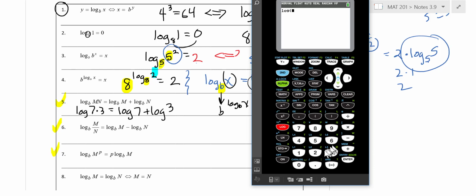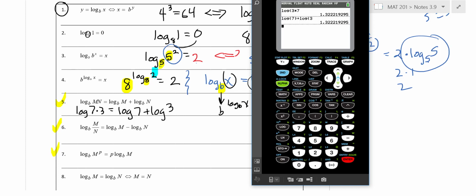So if I did the log of 3 times 7, which of course is just the log of 21, I get that. If I do the log of 7, and then if I add to that the log of 3, I get the same answer. And you always will. Okay, it always works. That's not a proof. It just shows you that it works.